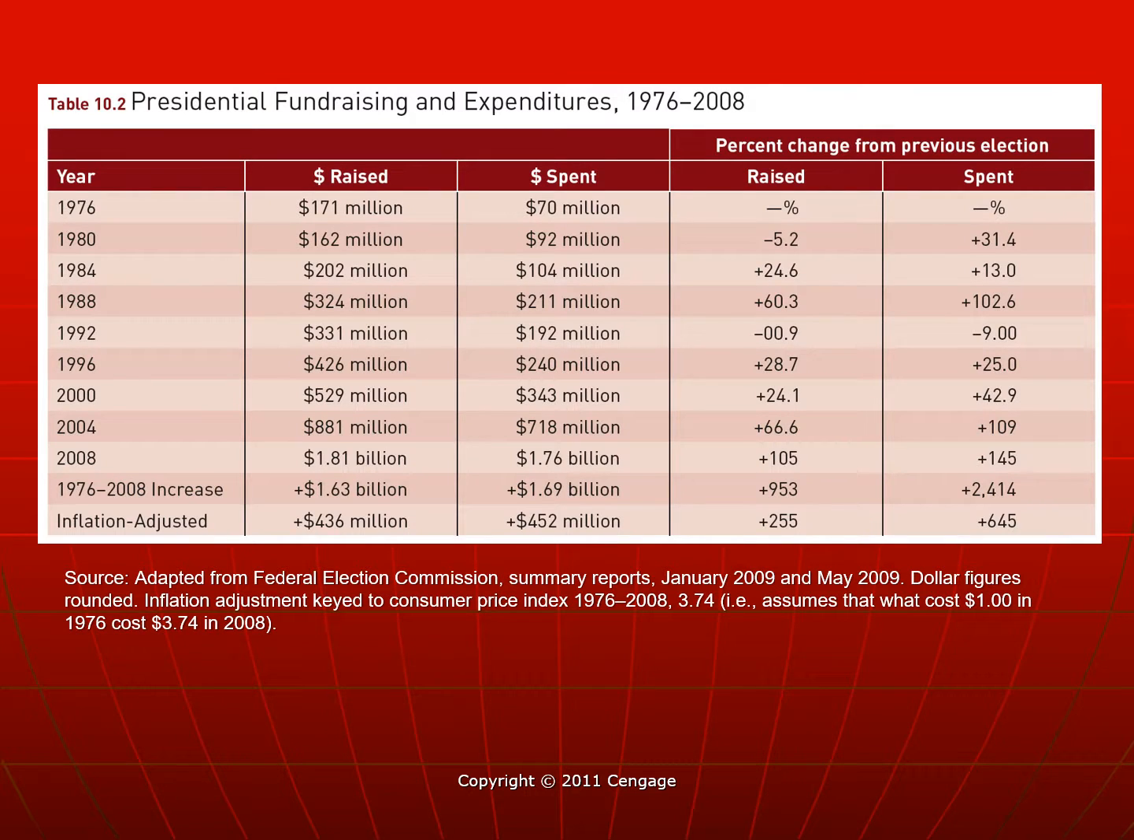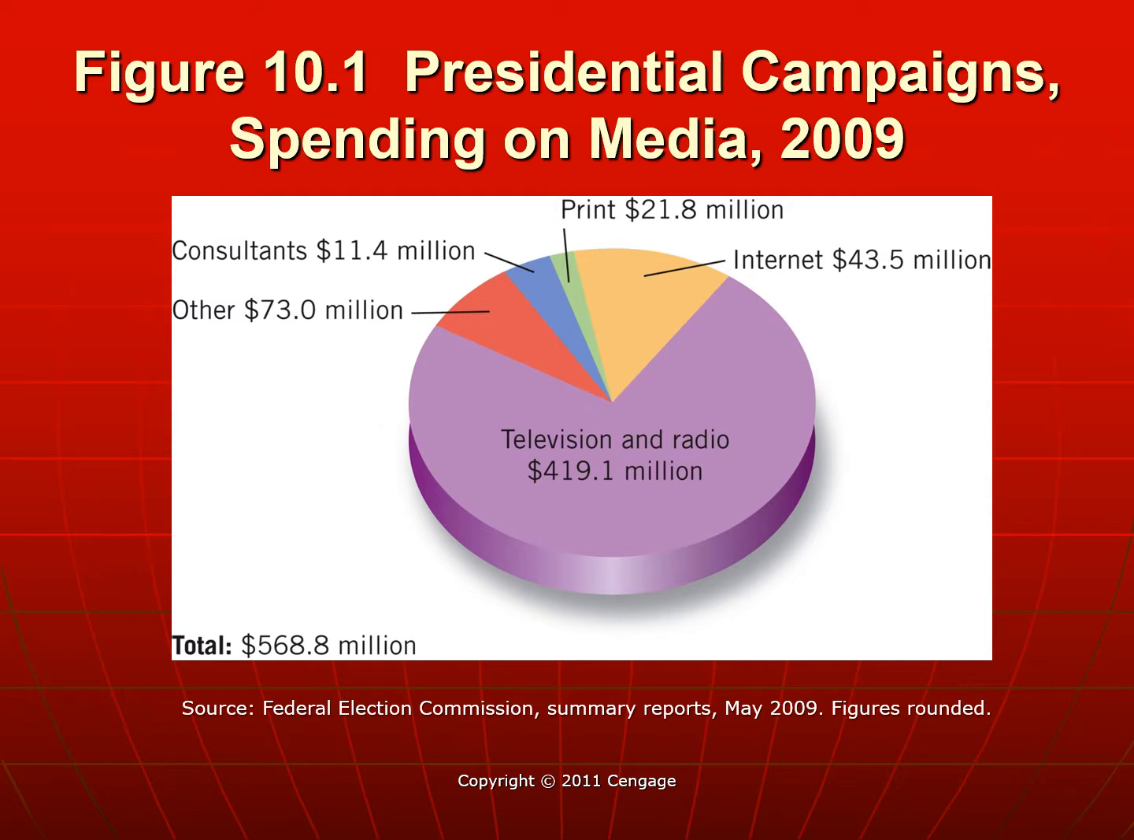As we can see here, for our presidential fundraising expenditures from 1976 to 2008, it has increased exponentially. Raised 171 million to 1.81 billion, a plus of 1.69 billion dollars. Once again, television and radio, 4.19 million, is the largest piece of the pie chart. Print and internet now is a large piece as well. Other, and then consultants as well.